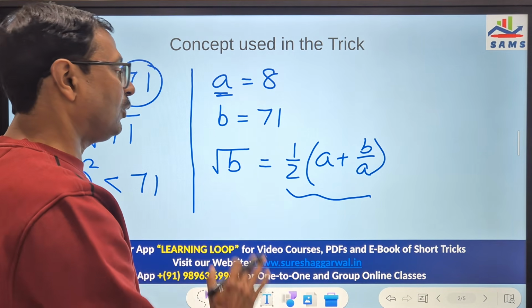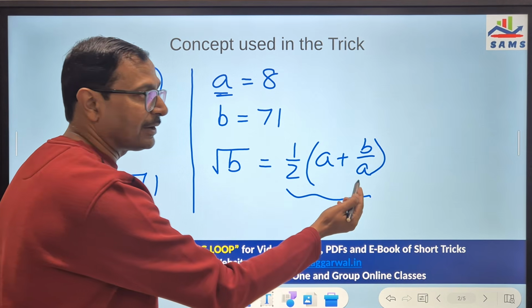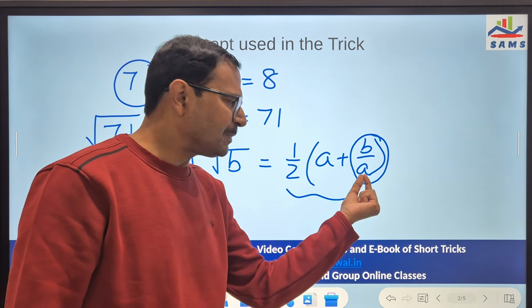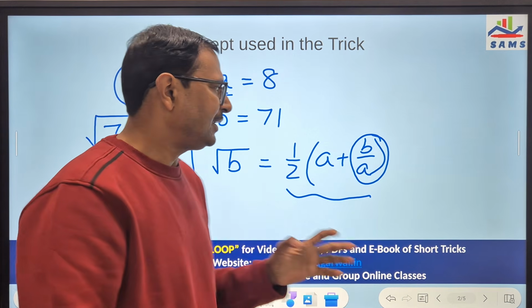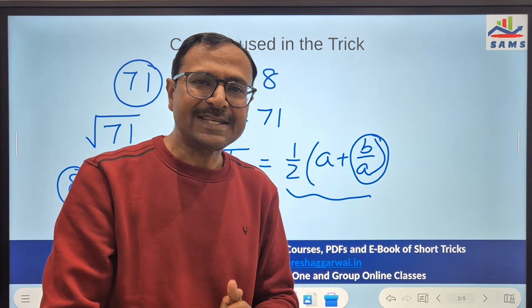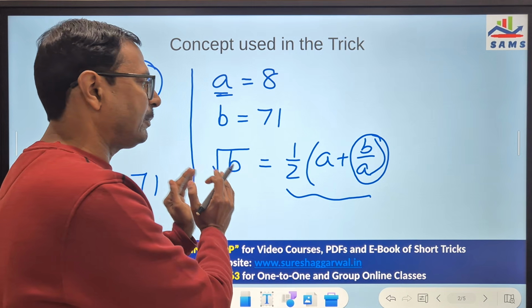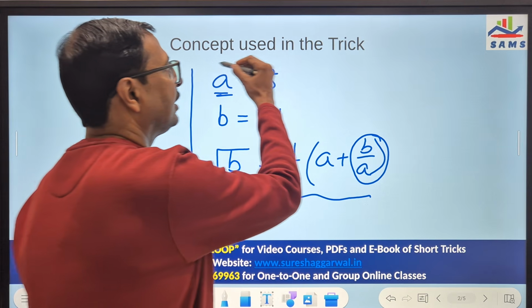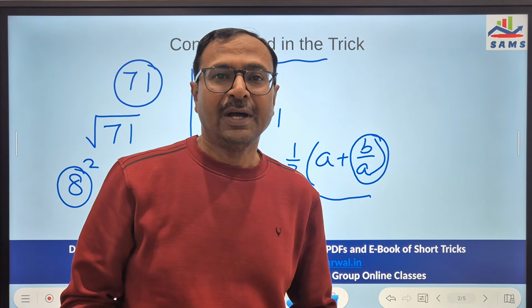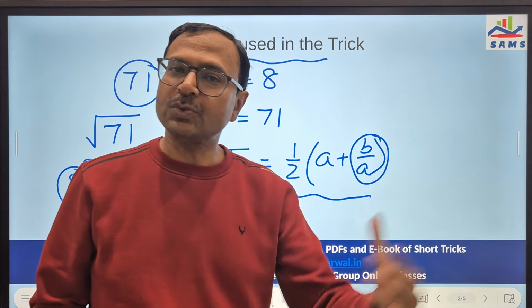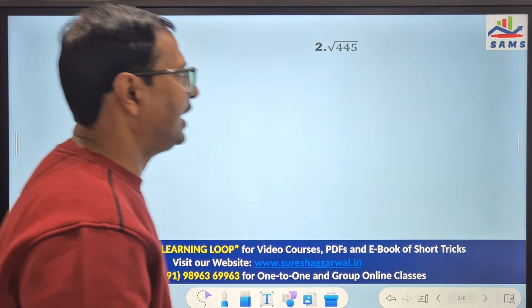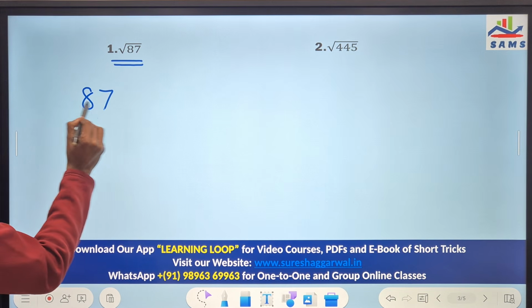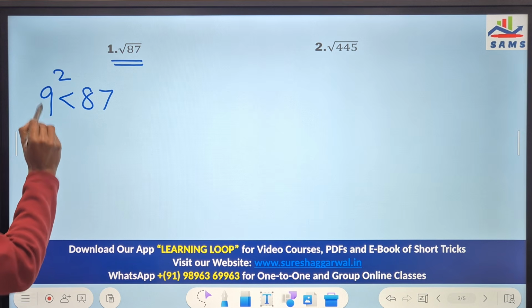Now to find the square root, what do we have to do here? Just one division. And if you are very good at dividing numbers by a single-digit or double-digit number, then this is going to be like a 10-second job to find the square root of this non-perfect square number. So this is the concept which I will be using for all these steps for finding the square roots. Let's see the first question in hand. Square root of 87. Now this number 87 is close to 9 square, because 9 square is 81.